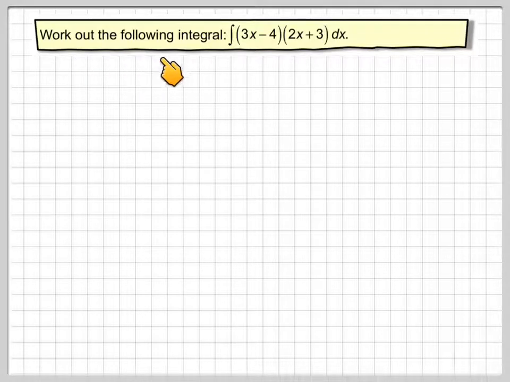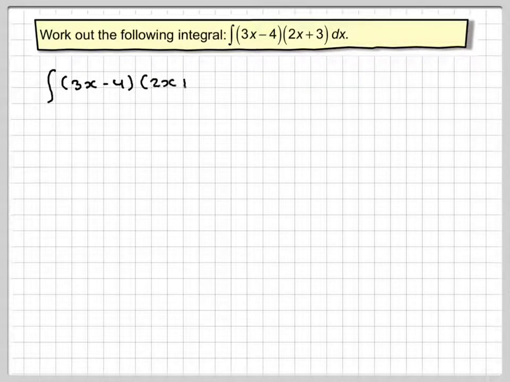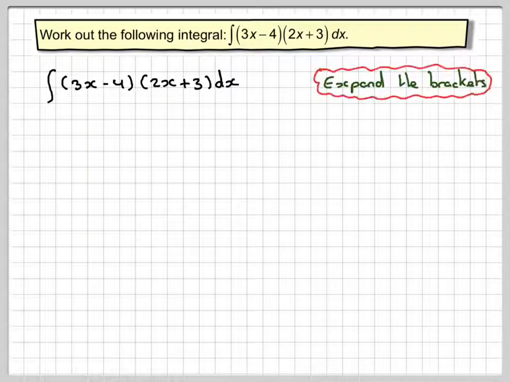Right, we're being asked to work out the following integral, the integral of (3x minus 4) times (2x plus 3) dx. So, the easiest way to do this is obviously to expand the brackets. And a good idea before you always integrate is to try and make the function something easy so you can integrate it. So, simplifying this before you're integrating.